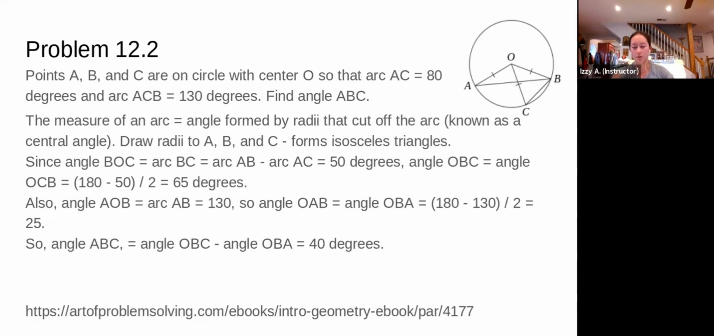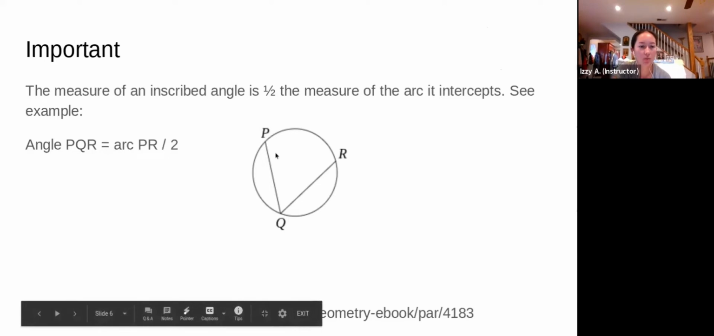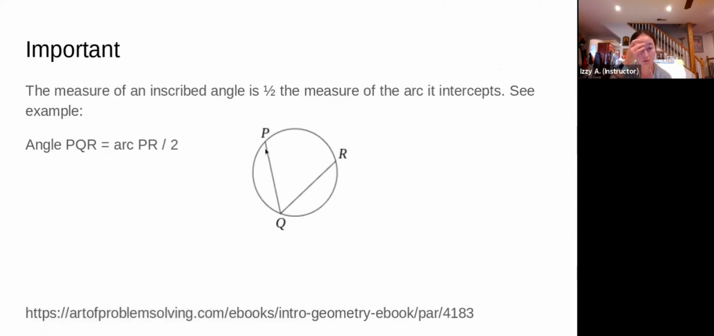Okay, I'll go ahead and go to the next slide. This is important information: the measure of an inscribed angle is 1/2 the measure of the arc it intercepts. So if you look at the example, angle PQR is equal to arc PR divided by 2. So I'll leave this up here.